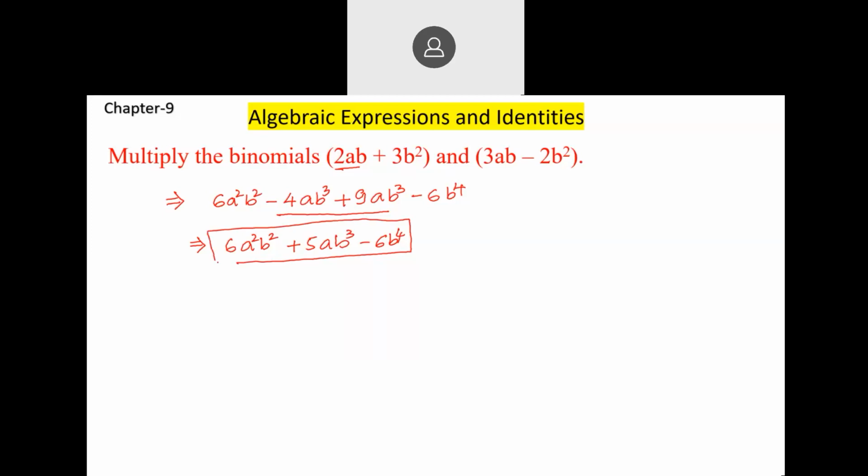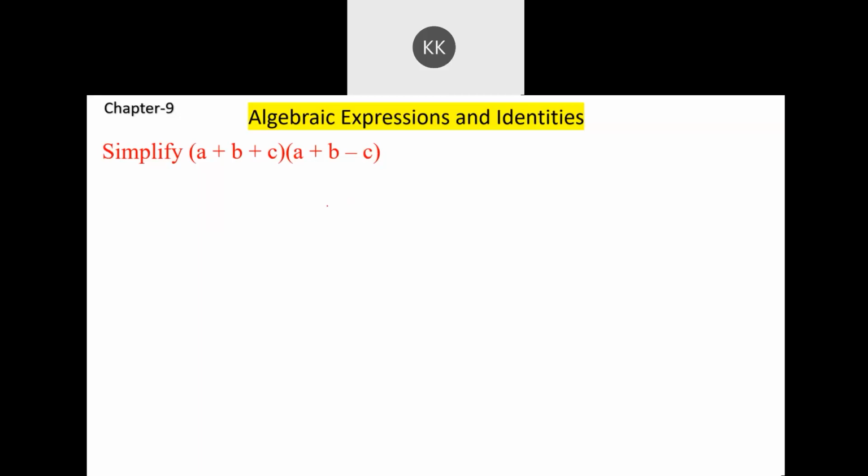What was the confusion? The confusion was some of you have written plus 9b cube a and minus 4ab cube. Then you thought what to do with this. Actually, these two are one and the same. ab cube, b cube a, they are one and the same. So they are the like terms. You should simplify and get it as positive 5ab cube. Any doubt? No, sir.